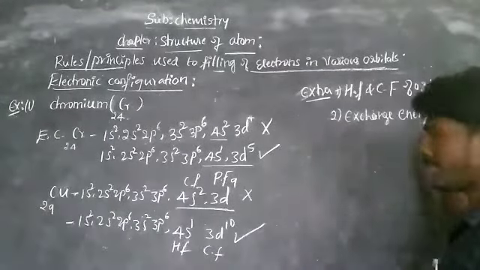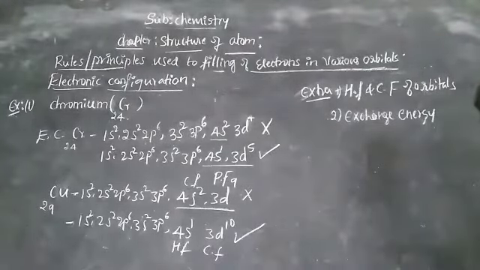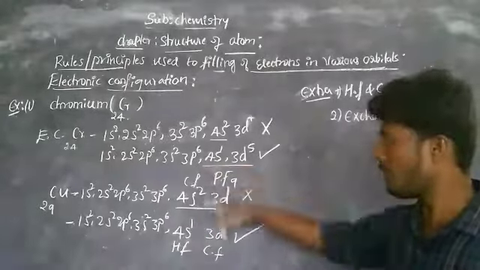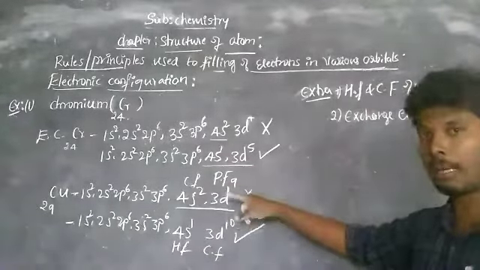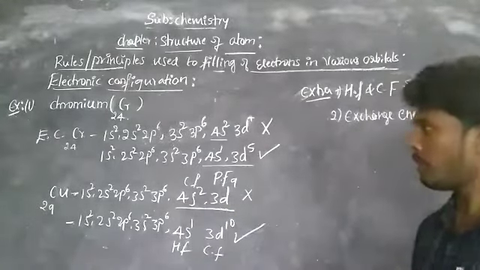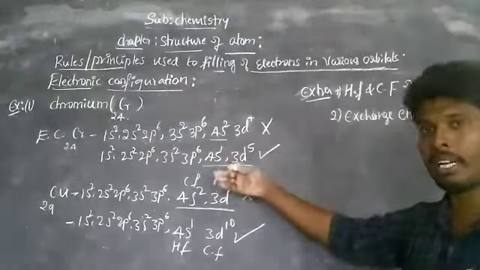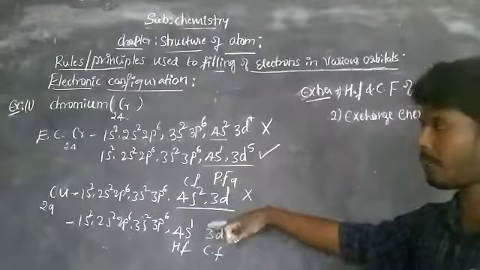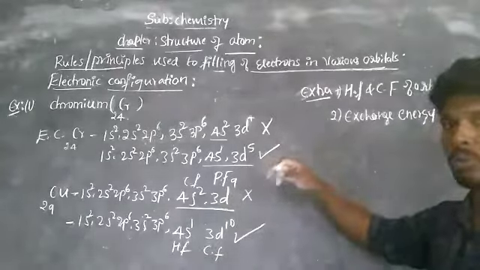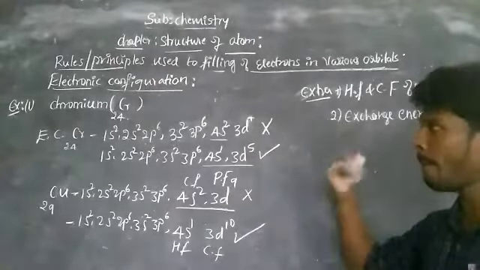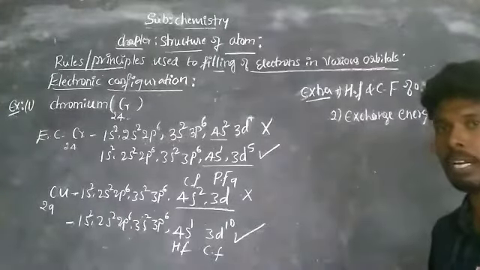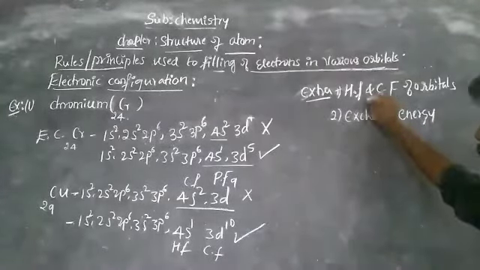Exchange energy means energy exchange takes place between the two orbitals. These are the two factors that lead to extra stability of half filled and completely filled orbitals. For example, we are taking chromium and copper. But other than these two, for the remaining elements up to 30, all four rules are applicable: Aufbau principle, Hund's rule, Pauli's exclusion principle, and the n plus l rule.